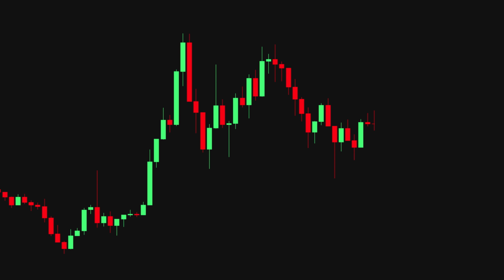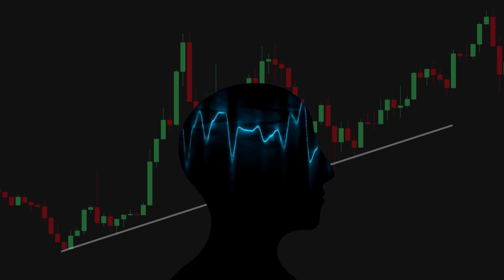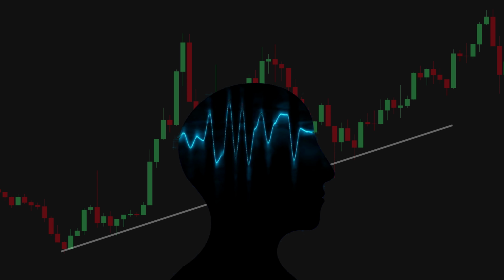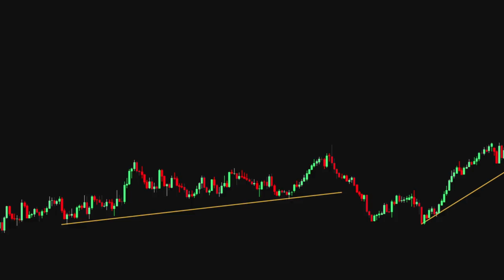Most traders know about trend lines. In fact, they're probably one of the first tools people learn when they start looking at charts. But despite being so simple, they're also one of the most misunderstood tools in trading. The problem isn't the concept of trend lines. The problem is how traders use them.